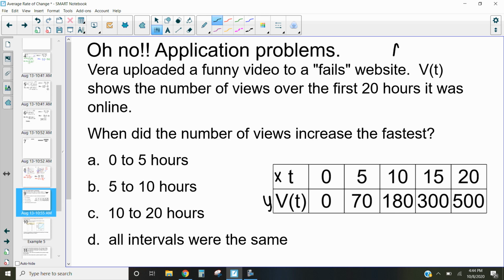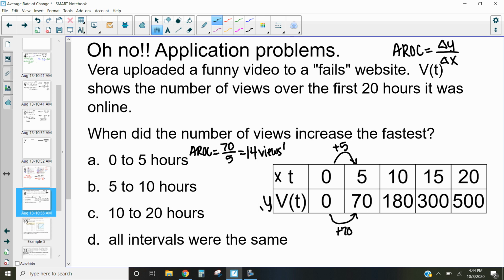Remember that the average rate of change is our change in Y over our change in X. And so that means if I change by going up 70 here, I'm going to divide that by the change here, which was up 5. So from 0 to 5 hours, our average rate of change is going to be 70 over 5. And 70 over 5 simplifies to 14. So that means there were 14 views per hour.